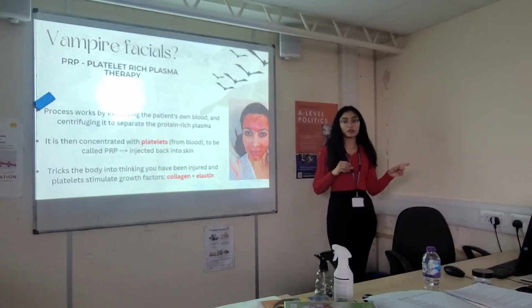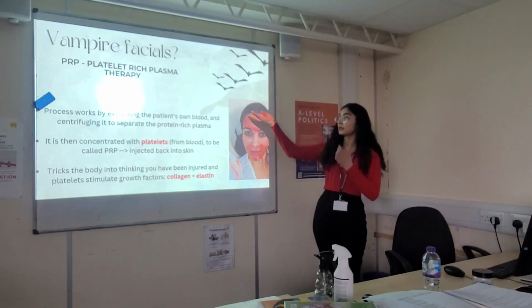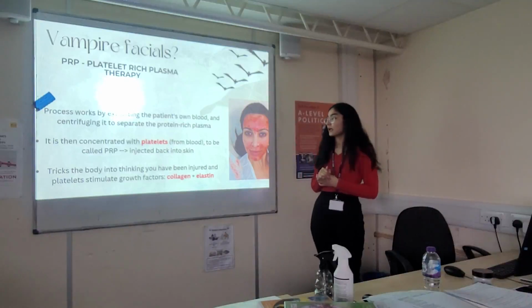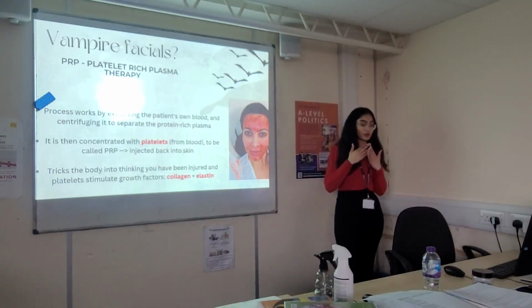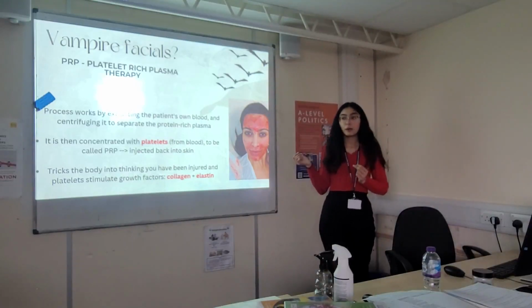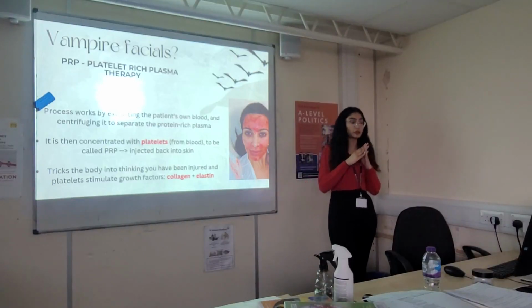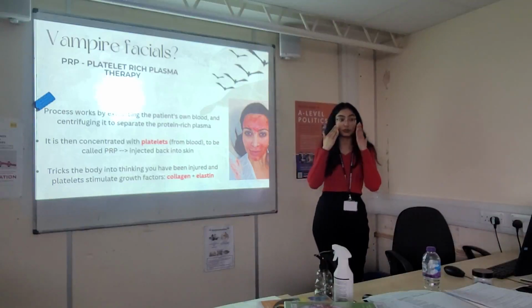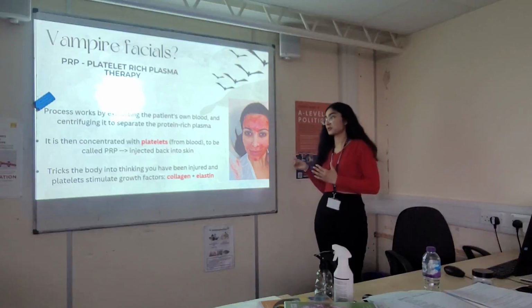The plasma is kept aside, and then from the rest of the blood you extract platelets, and those platelets are combined with the plasma to create PRP, or platelet-rich plasma. That is then injected back into your skin, or smothered all over your face. What that does is it tricks your brain into thinking that the face is injured, so the platelets call lots of growth factors like collagen and elastin back to your face, and it essentially creates a really youthful looking appearance to your skin.